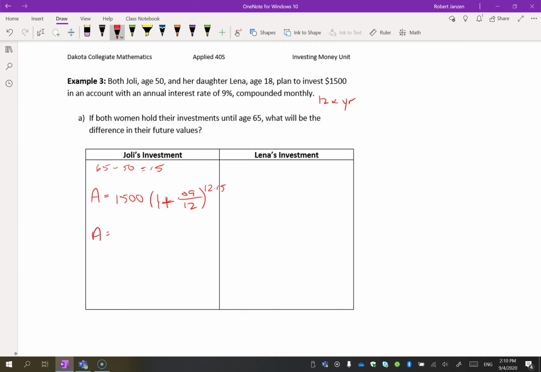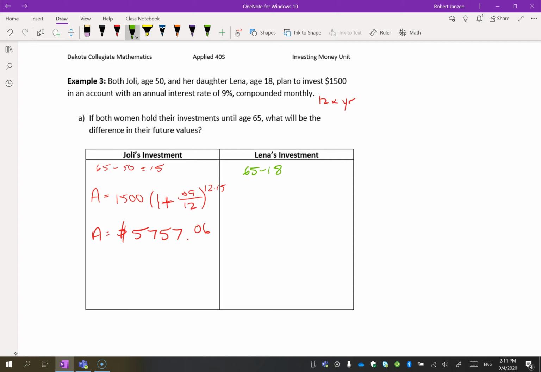So let's figure out what this person would make. 1,500 times 1 plus 0.09 divided by 12 to the power of 12 times 15. So this is worth $5,757.06. Now this is nice. That's not the interest. That's what the value of the investment is. That includes the 1,500 that was originally there. That's different than the simple interest. Simple interest formula only gives you the interest.